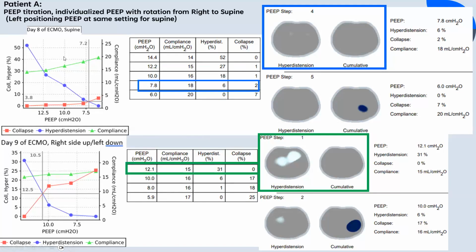So this is in the supine position. So if you remember back from our slides before when I was discussing what happened with our patient, again, this patient A with that left lung that was fully whited out in the supine position, we'd be at a lower PEEP, and at the right side up, we were able to tolerate a higher PEEP. So if you go down here to day 9, we were right side up, left side down. You can see here we've got a PEEP of 12, and then we've got a little bit of hyperdistension, and then our collapse here is at 17%.